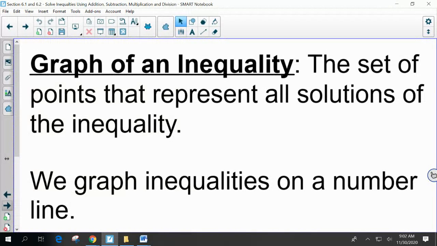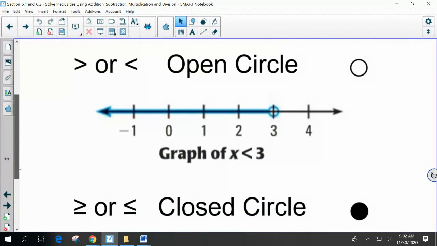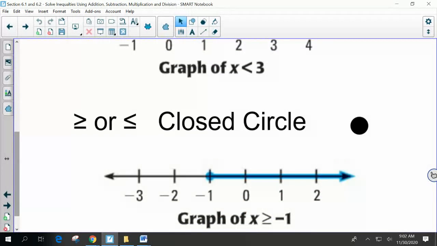So we're going to look at graphing an inequality. That is the set of points that represent all solutions of the inequality. We graph inequalities on a number line. When you're graphing, you either use an open circle or a closed circle, depending on the inequality sign. If it's greater than or less than, you would graph using an open circle because it doesn't include the number that you started at. If it's less than or equal to or greater than or equal to, you use a closed circle, so it would be filled in when you graph.